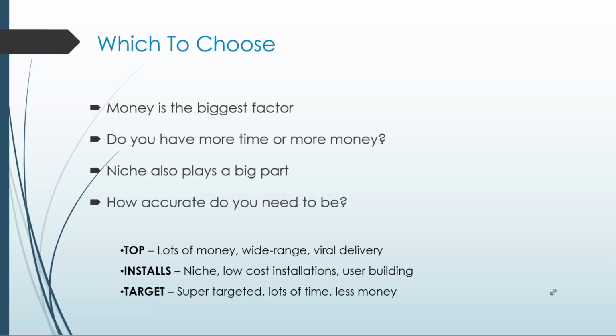Okay, so which to choose? After seeing all three, I'm sure that you have an idea of where you fall. Money is probably the biggest factor. If you have a ton of money and your application can basically be used by everyone, and it would benefit you for anyone and everyone to see your application, then the top strategy is probably the way to go. If you have more time than you have money, then you may want to go with the installs or target strategy. Niche plays a huge part because, depending on who you want to advertise to, that will choose which one's right for you.